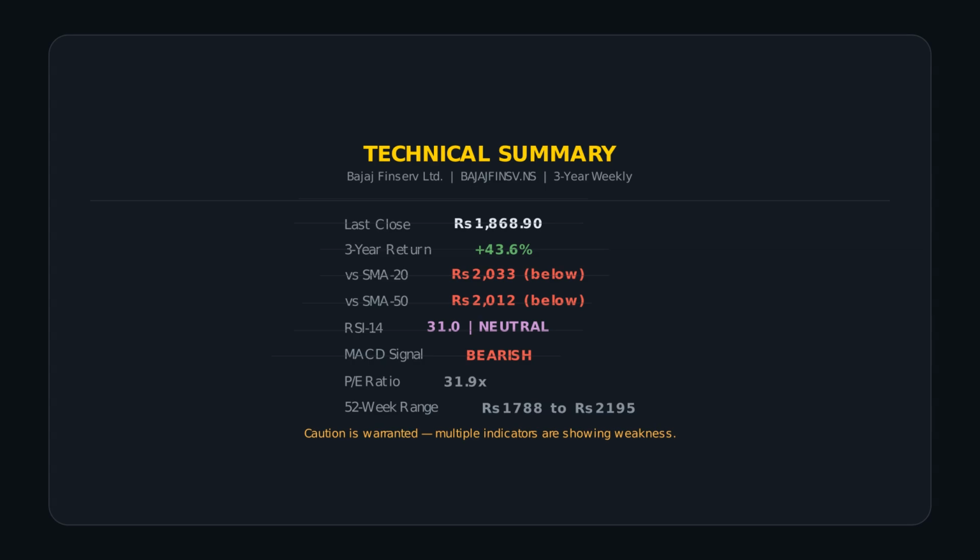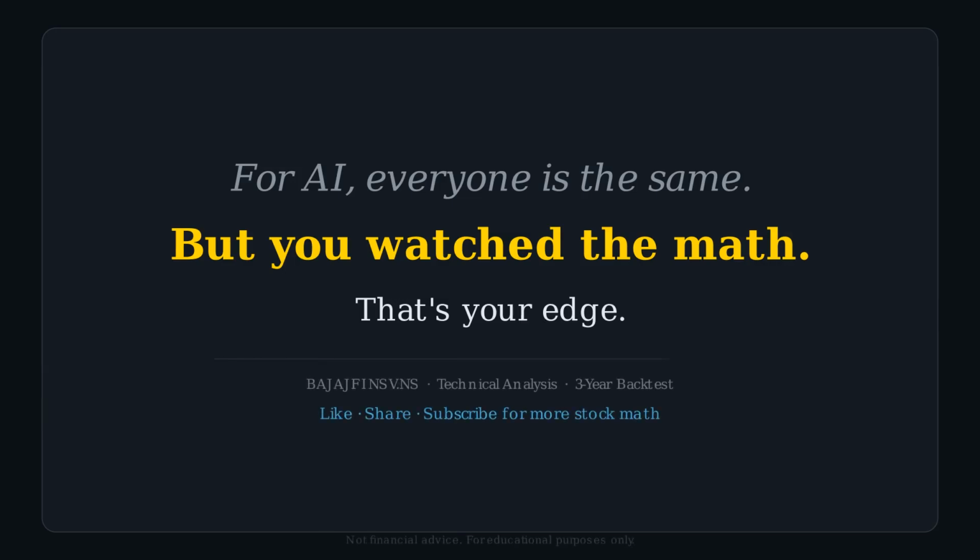Remember, this is math. Every number here has a formula behind it. For AI, everyone is the same, but you watched the math.